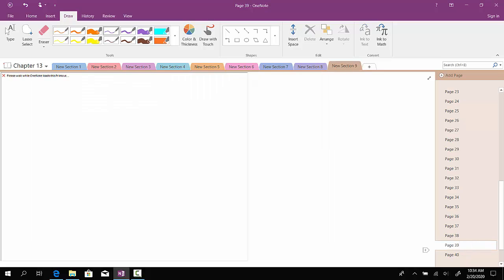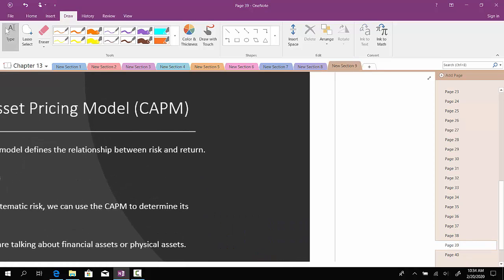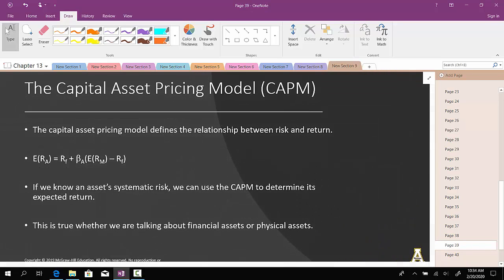Now, one last thing that we need to account for is this model right here, which puts it all together. To compute the expected return for any stock, we use this model right here. It's called the capital asset pricing model. It was developed probably in the mid-early 60s, so it's been around for 55 years.